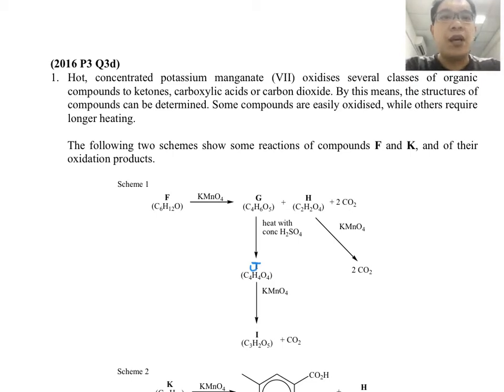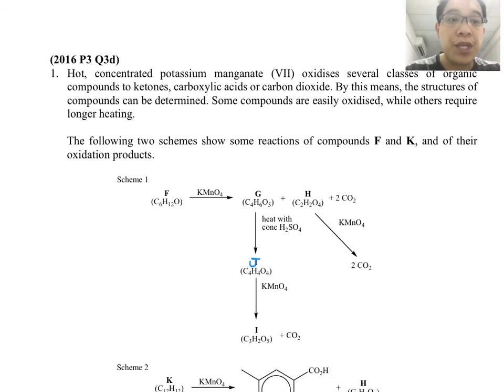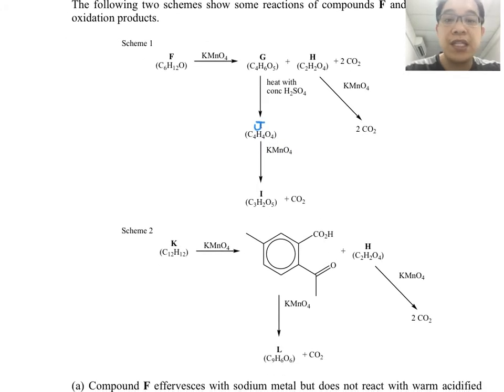So the first part says that hot concentrated potassium manganate(VII) oxidizes several classes of organic compounds to ketones, carboxylic acid and carbon dioxide gas. By this means, the structured compounds can be determined. Some compounds are easily oxidized while others require longer heating. The following two schemes show some reactions of F, K, and their oxidation products. So they tell you the reactions here, then they want you to predict all the intermediates that are missing, the G, the H, the J, the I, the L, the H.